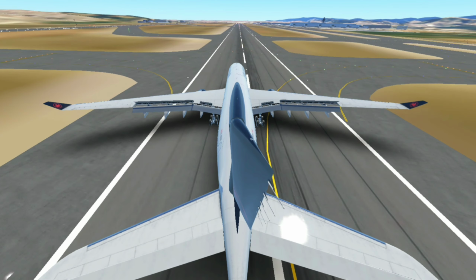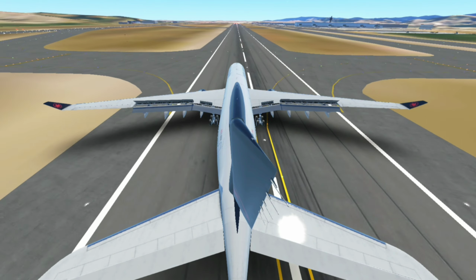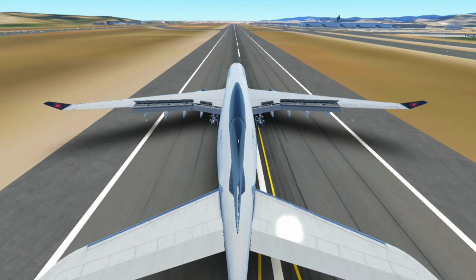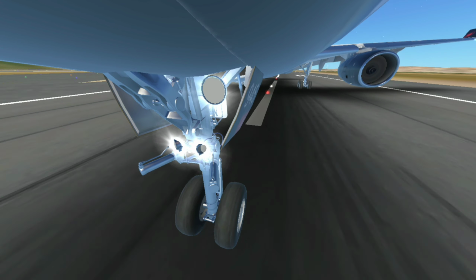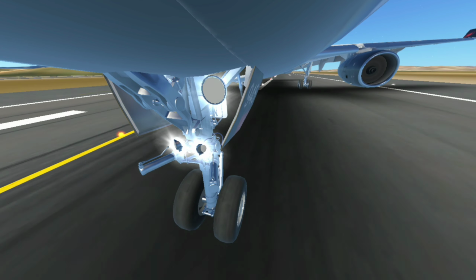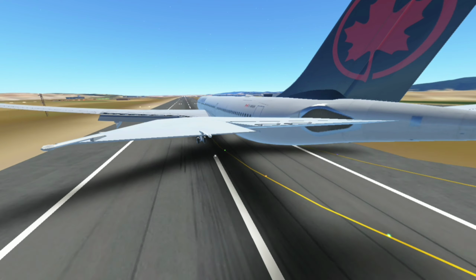And since the rudder and the nose wheel are connected in Infiniteflight, when you're going down the runway at like 100 knots, you only want to turn the rudder and not the nose wheel. And it is possible to do that, it's very sensitive.